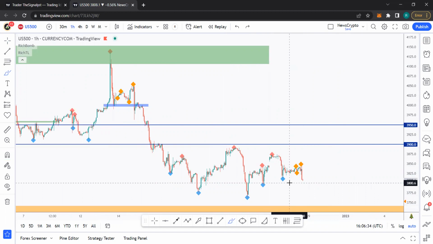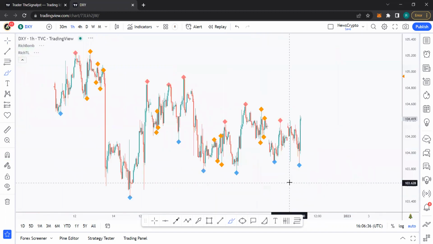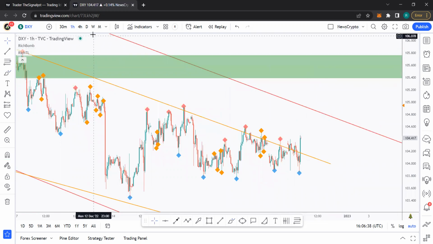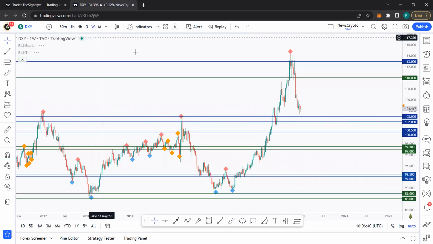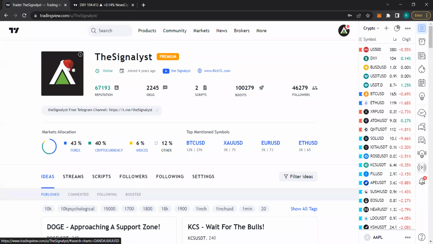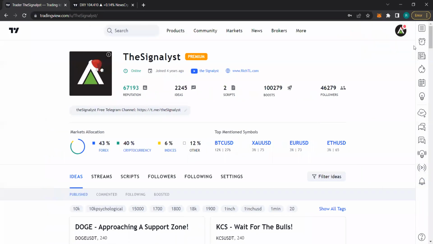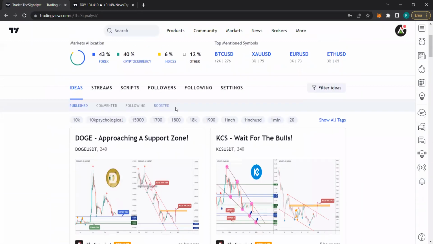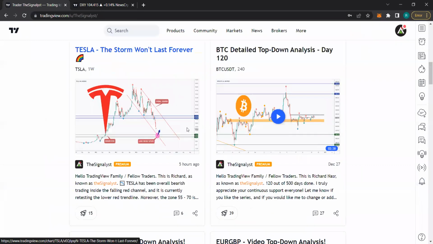Let's move forward to the XY. On the XY, as mentioned, you can also check my ideas here on TradingView. You can scroll down and see it all.